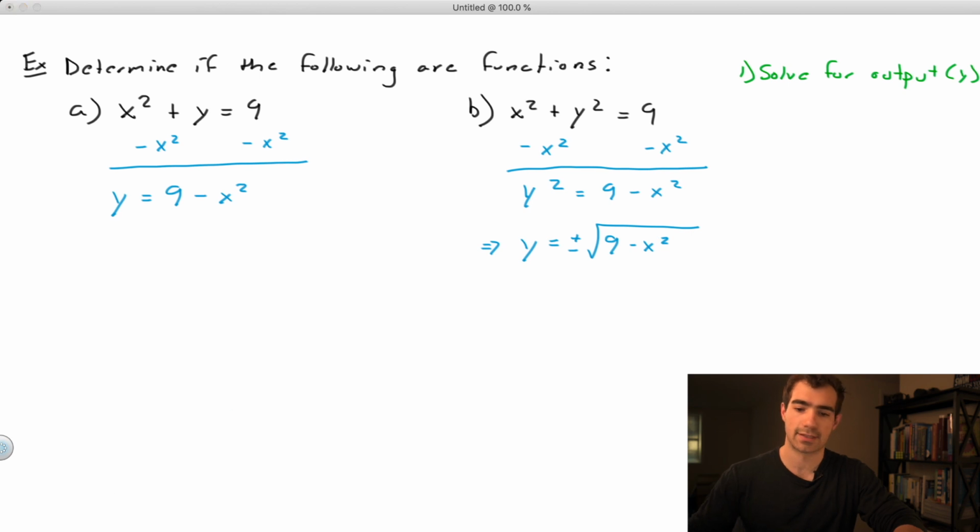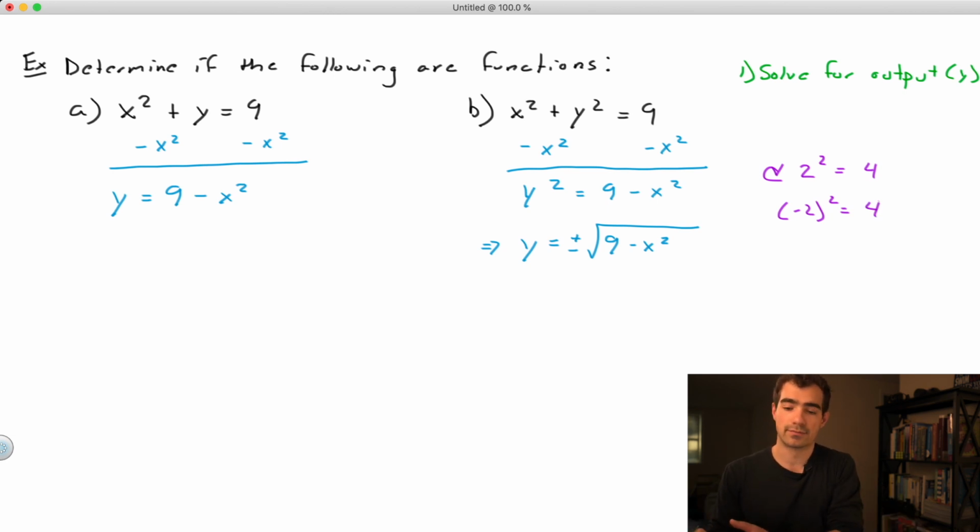And this is just because if you think about an easy example here, if we had 2², that would give us 4. If we had (−2)², that would also give us 4. And so the square root of 4 could be either the positive 2 or it could be the negative 2. And so we've got to remember both the positive and negative 2 in this case when we take that square root.